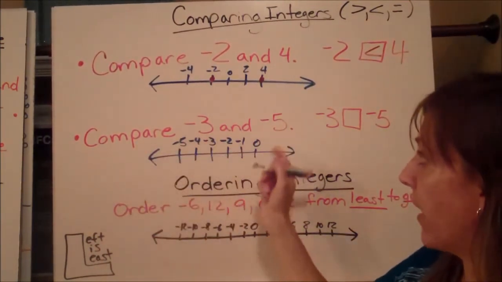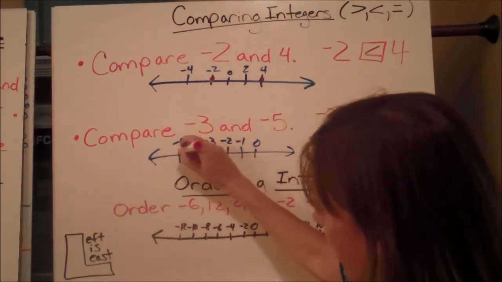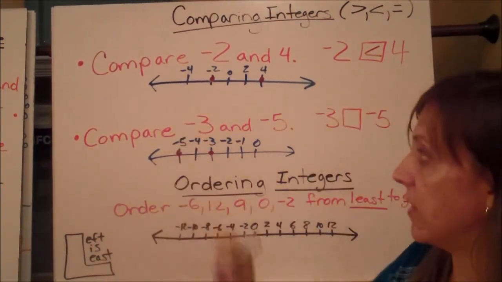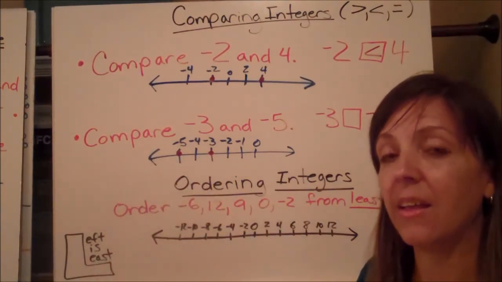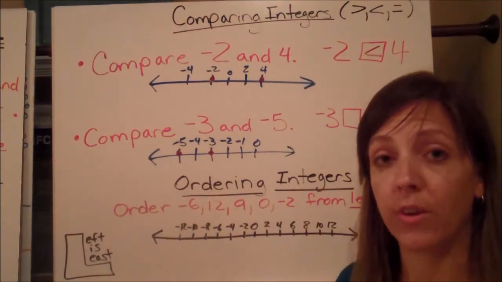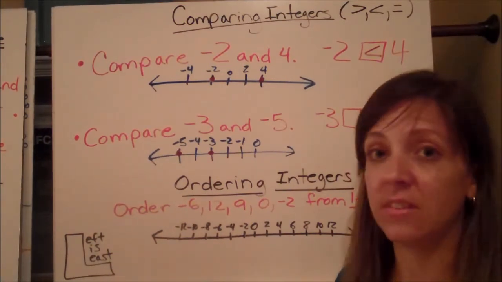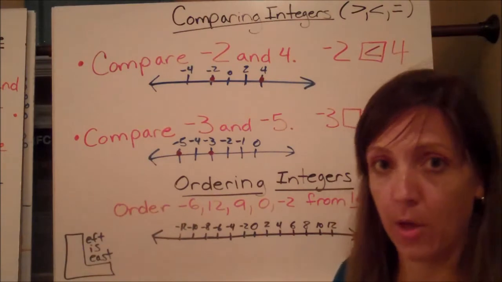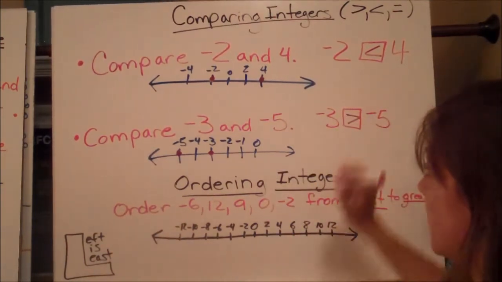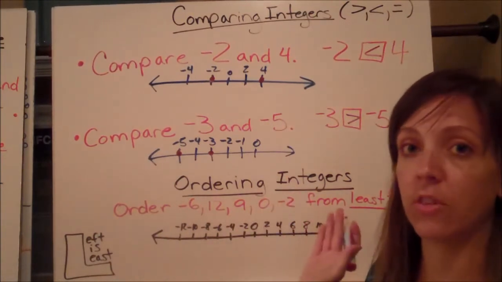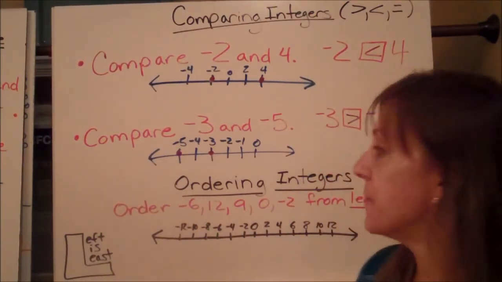Compare negative 3 and negative 5. Here is negative 3, and I'm going to graph negative 5. And to the left, the least number is negative 5. It's further away. If I owe $5 and I owe $3, I would rather owe 3. I owe more money if I owe $5. So negative 5 is the least, negative 3 is a greater number because negative 3 is to the right, and negative 5 is to the left, and left is always least.